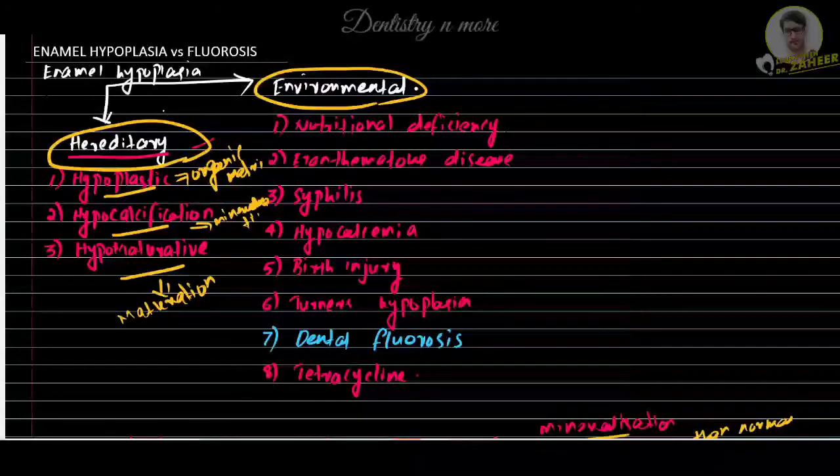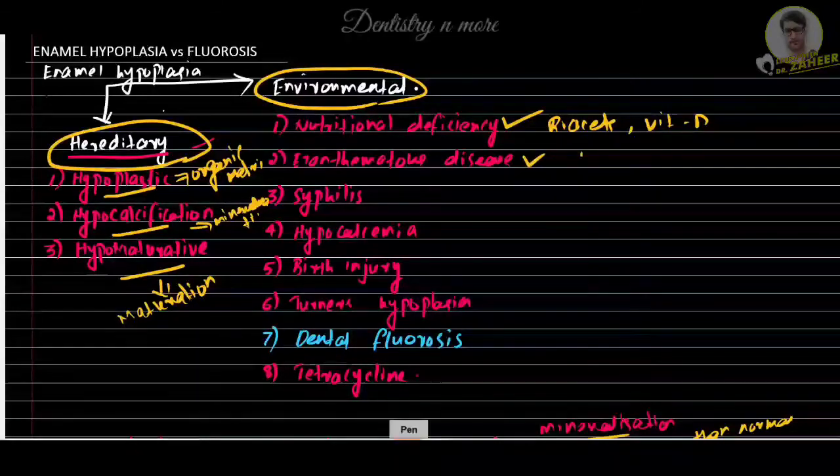So for environmental, we have many reasons. One is nutritional deficiency, it could be due to rickets, that is vitamin D deficiency. Then exanthematous disease, that is commonly called rash. Then syphilitic hypoplasia, syphilis is also a reason for enamel hypoplasia. Then hypoplasia due to hypocalcemia, that is improper calcium concentration in the blood, and hypoplasia due to birth injury. So these are all environmental reasons for enamel hypoplasia.